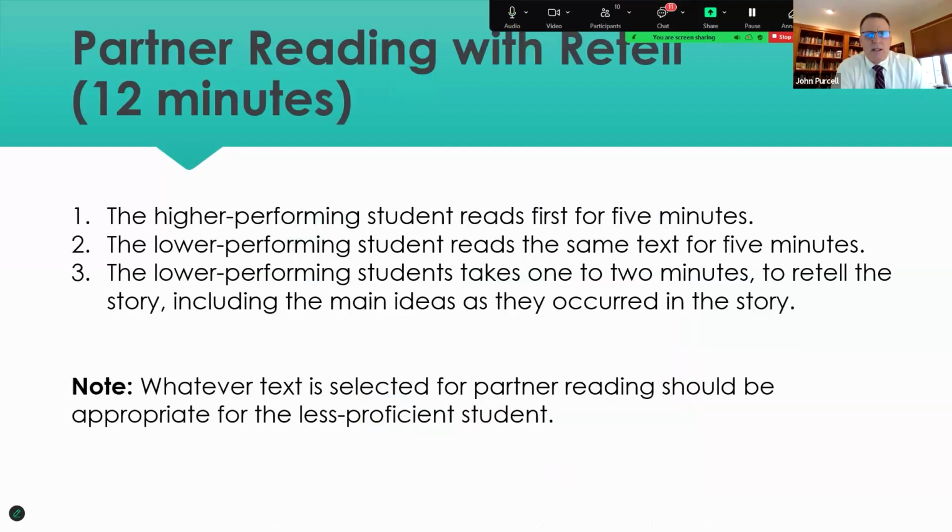Partner reading is just that. It's students taking turns reading, starting with the stronger, more proficient student, and then the student with the lower proficiency following that. When you see partner reading, it's the higher performing student reading first and the lower performing student reading the same text. Now, later on, you'll see that in some of these, they'll read text, and after a higher performing student has read, the lower performing student will read on from there.